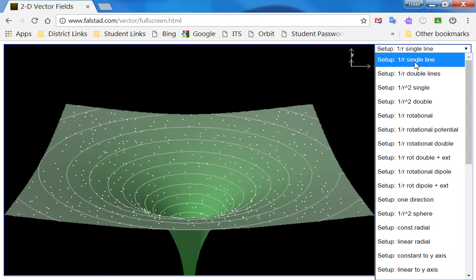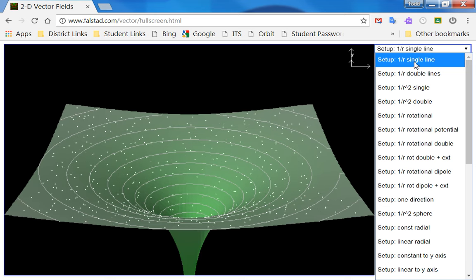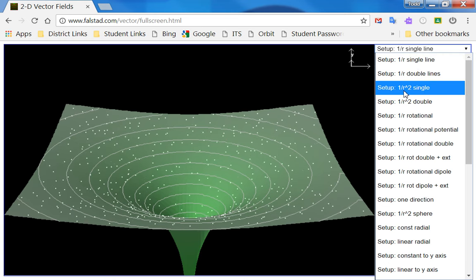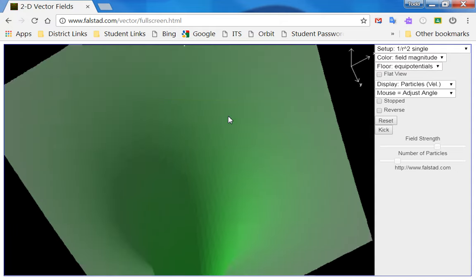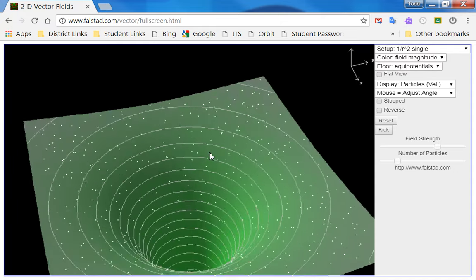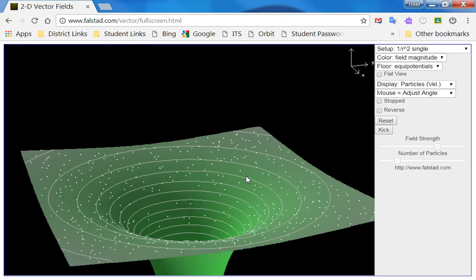That's only for a 1 over r relation. We are used to the 1 over r squared. So it happens even, whoa, happens even faster.